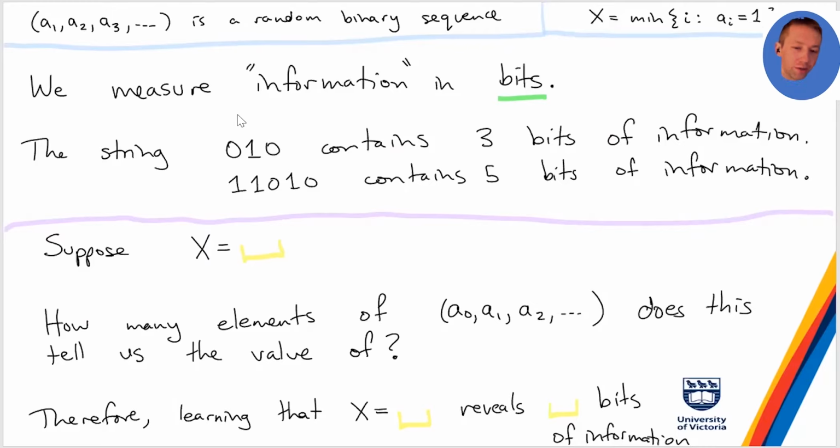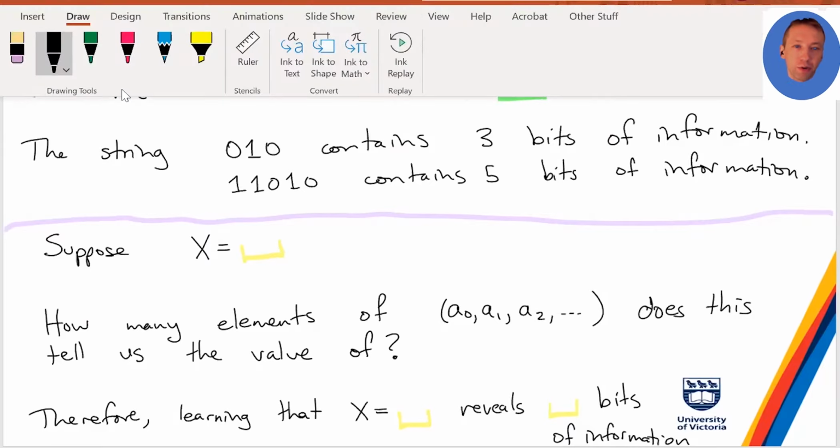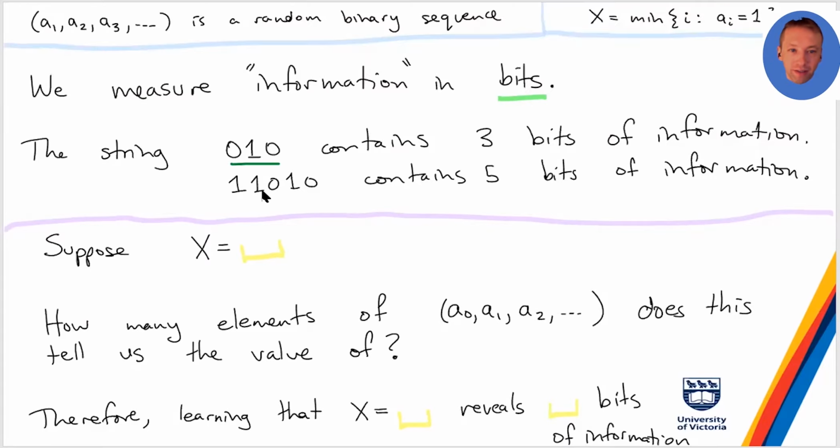Okay, what I haven't told you is what I mean by information. The way I want you to measure information is in terms of bits. Bits are like zeros and ones, right? So 010 contains 3 bits of information, and 11010 contains 5 bits of information. Anyway, a string of 3 binary values is 3 bits of information.